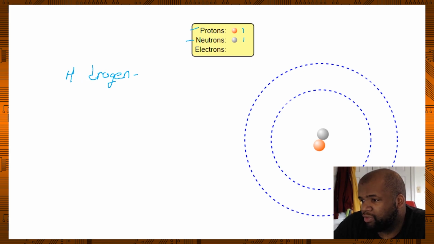So now we need to figure out what our number is that is going to go with the name hydrogen. Well, our number is our protons plus our neutrons. So we have 1 proton plus 1 neutron. This is going to equal 2. So our answer will be hydrogen 2.